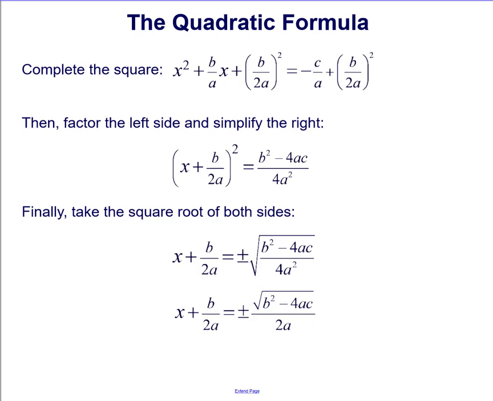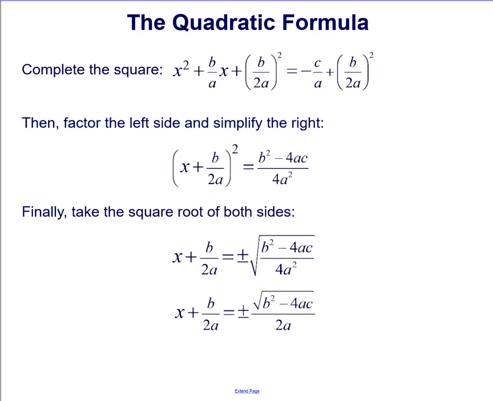So on the left side, I started out with x squared plus b over a x plus b over 2a squared. And that is a binomial square. So you'll see on the left side right here, I have x plus b over 2a quantity squared. On the right side, I add the two fractions together with a common denominator, and that gives me a new fraction, b squared minus 4ac all over 4a squared.